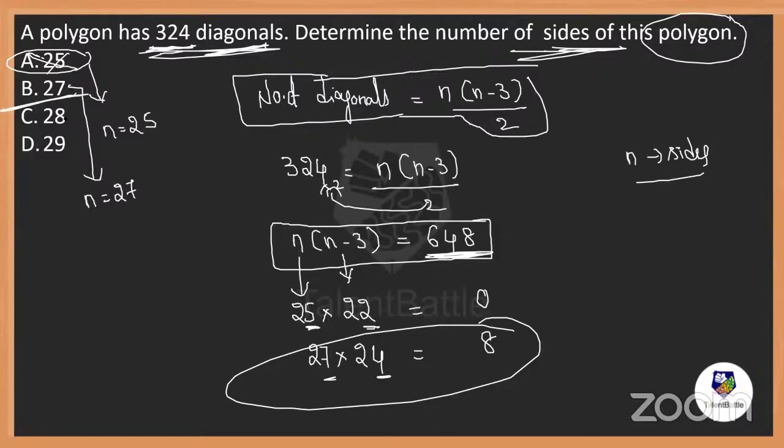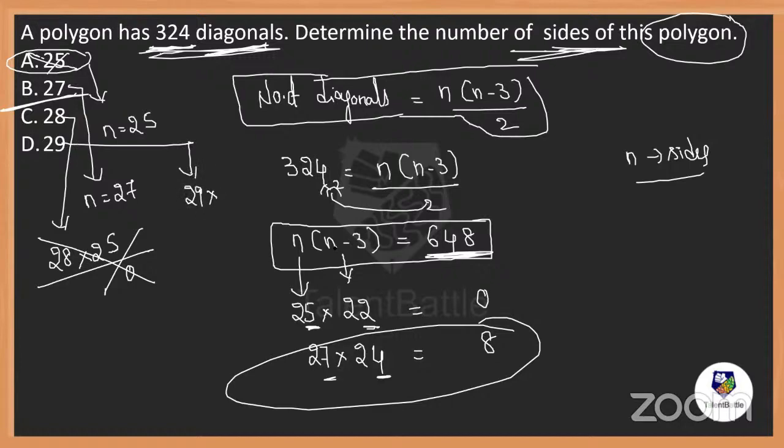So what's my answer? Option B. You guys can check the others also. 28 into n minus 3, which is 25. What will be the last digit? 0. Yes, so this is wrong again. 29 into n minus 3 means 26. What is the last digit? 9 into 6 is 4. So this is also wrong.